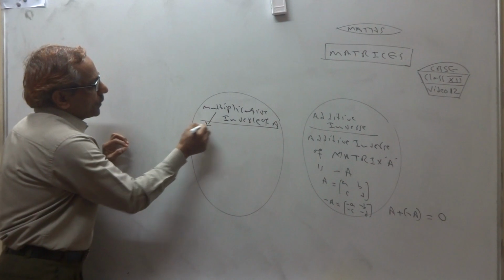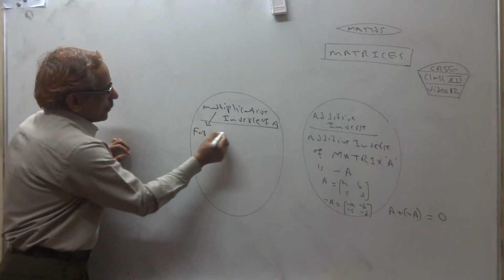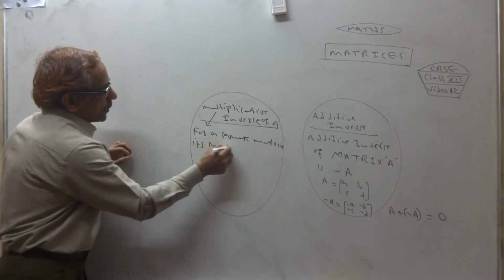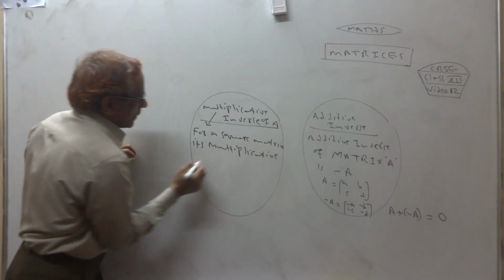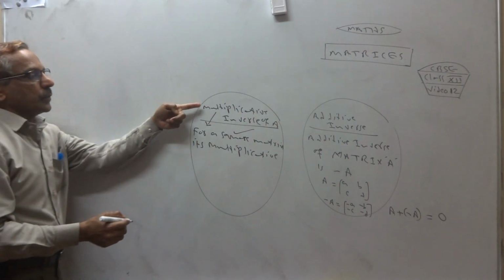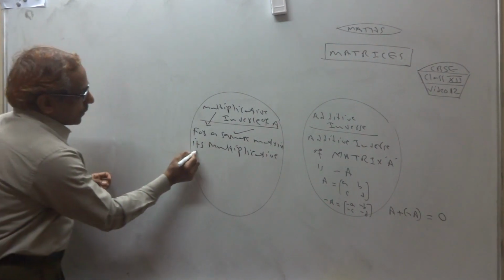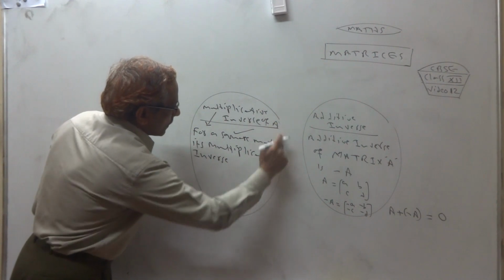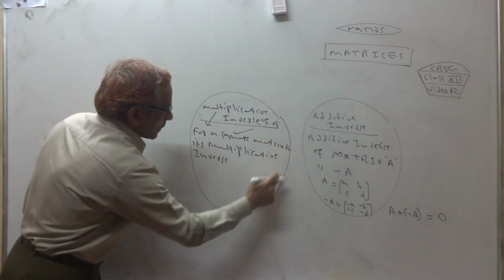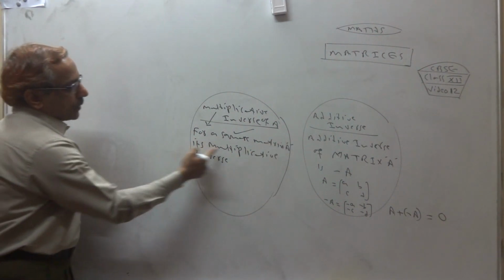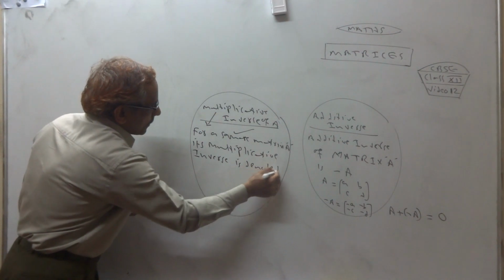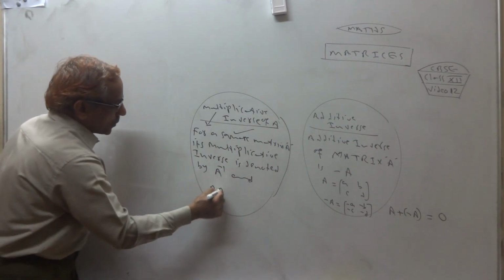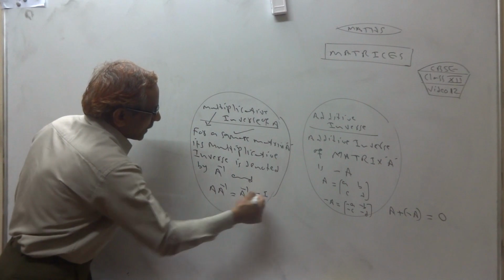Same way, what is the multiplicative inverse of matrix A? This is only defined for a square matrix. For a square matrix A, its multiplicative inverse is denoted by A inverse, and A into A inverse or A inverse into A, the result is I.